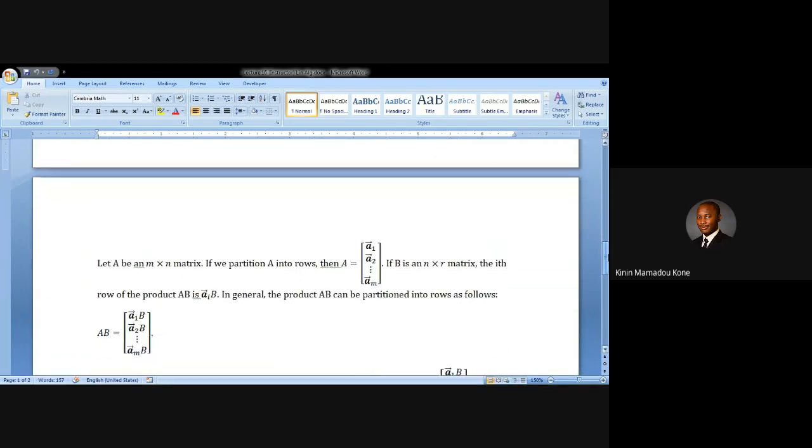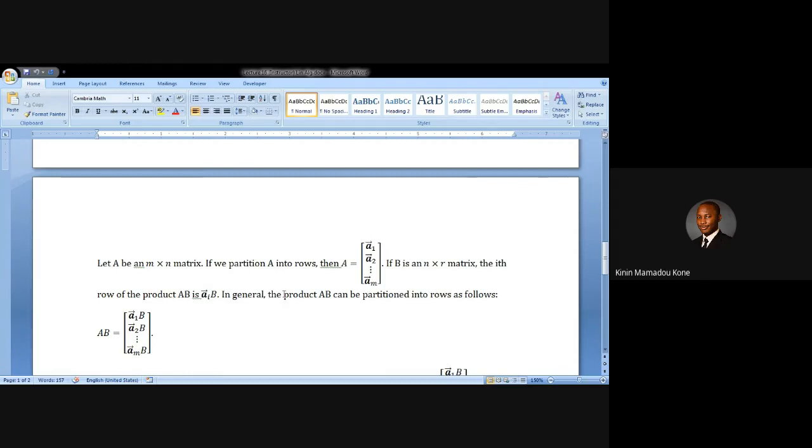Now the next is, let A be an M by N matrix. We can partition A into rows. Previously we've partitioned a matrix by its columns. Now we can partition it in terms of rows. So if we partition A into rows, then we have A equals vector A1, A2, all the way to AM. Now, if B is an N by R matrix, the i-th row of the product A times B is given by Ai multiplied by B.